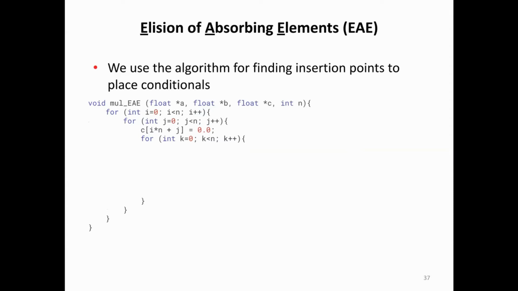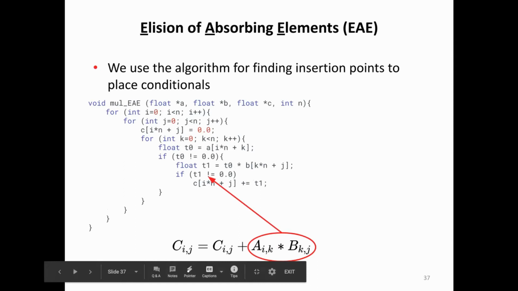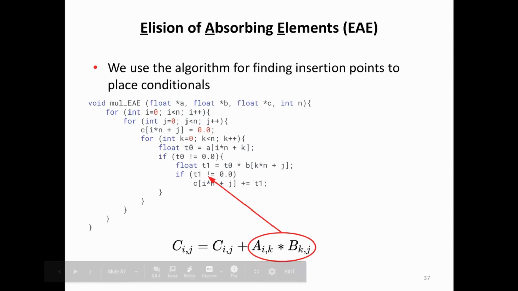The second one is elision of absorbing elements. In elision of absorbing elements, we use the algorithm that we explained before for finding insertion points to place the conditionals. In this proposed optimization, we want to place the conditional as early as possible. So in this case here, if A is 0, we will not load B. We're not going to do the multiplication, the addition, and the store. If A is different than 0, then we do the multiplication and the load of B. But if B is 0, then we will not do this part here.